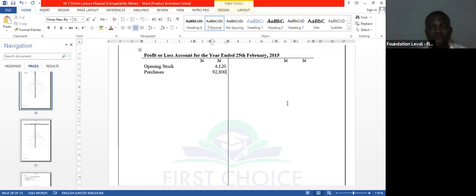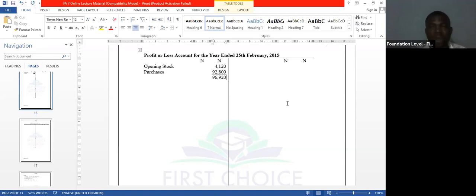Again, I need my carriage inward. Do they give me anything like carriage inward? No, not like carriage inward. Is there any drawings? Because the owner may take stock out for personal use? No. So if there's none, then I will not add this up. I will add this up. If I add this up together, the figure there will give me my cost of sales. So that will be 96,920. I know I've added it up.